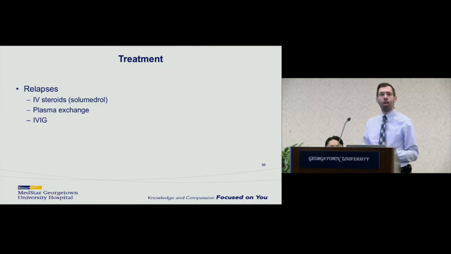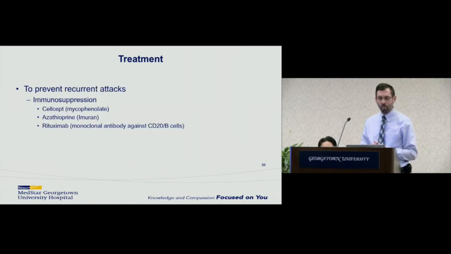So for treatment, the treatment's very similar to MS. If somebody's having a flare-up, we'll start off with steroids. Typically, we'll use IV steroids, so sometimes you have to come into the hospital if it's a severe relapse. If the steroids don't work, sometimes we'll have you in the hospital get plasma exchange or something called IVIG. This requires being in the hospital a little bit longer. Typically, for IVIG or plasma exchange, you might be in the hospital for up to a week.